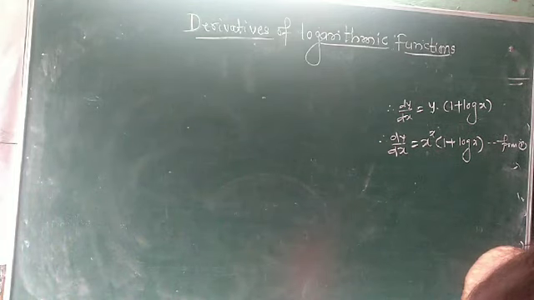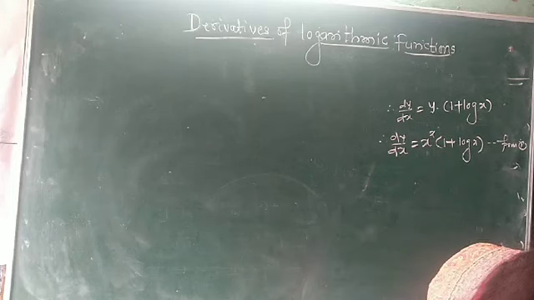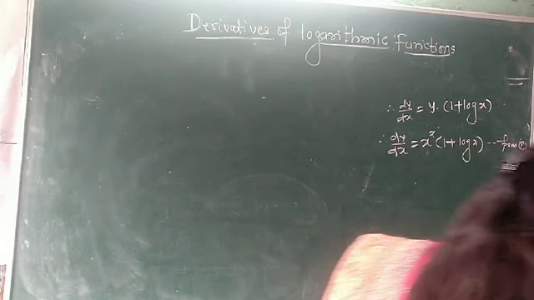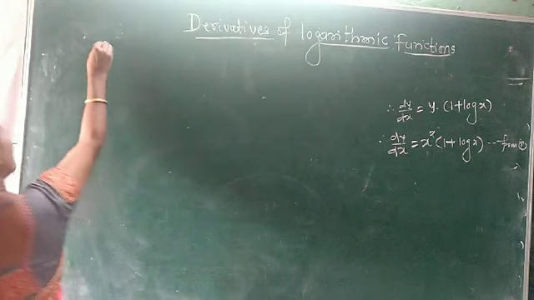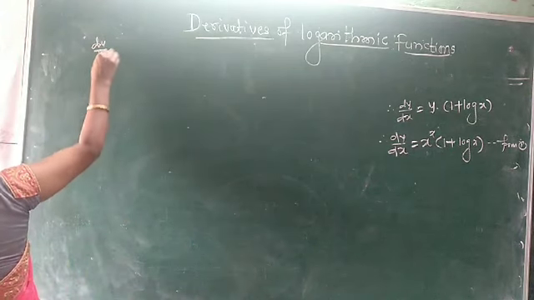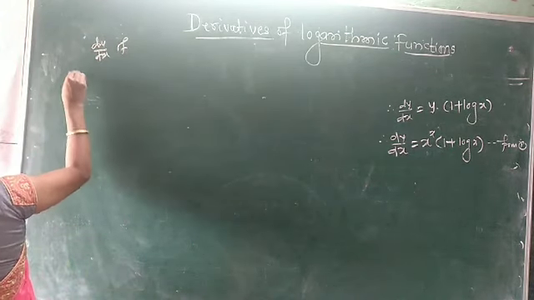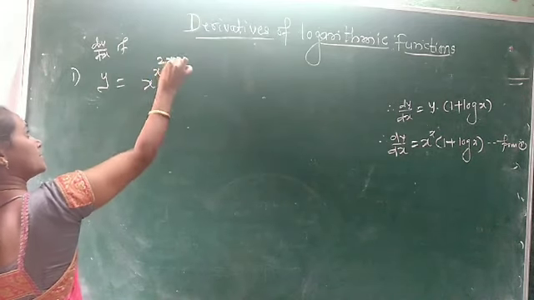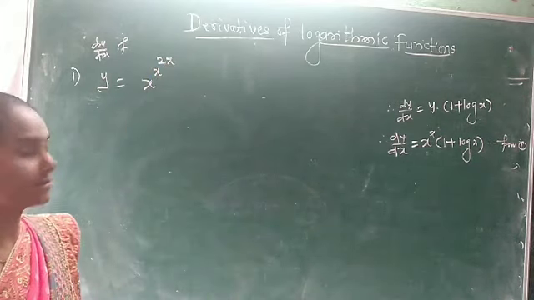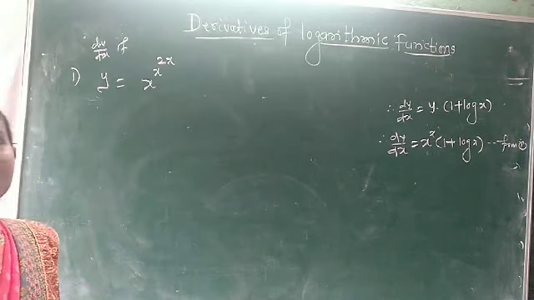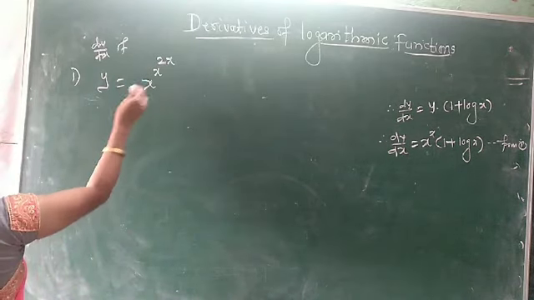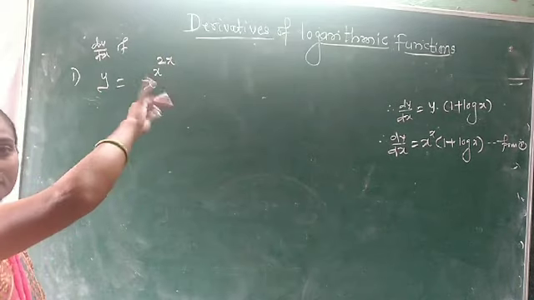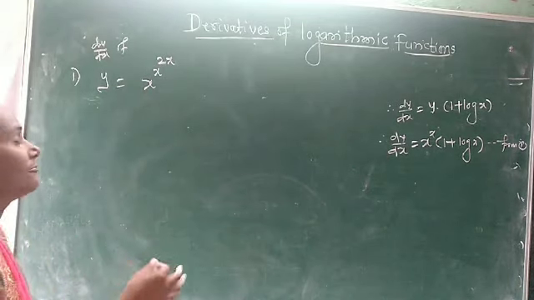Now we see exercise 3.4. Find dy upon dx, question 3.3. Find dy upon dx if y is equal to, the first question, x raised to 2x. You have to find the derivative of this term. Again we cannot find the derivative of this function directly by using our formula.